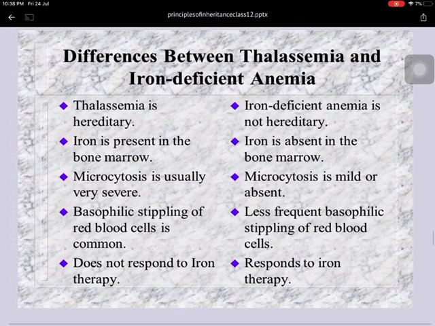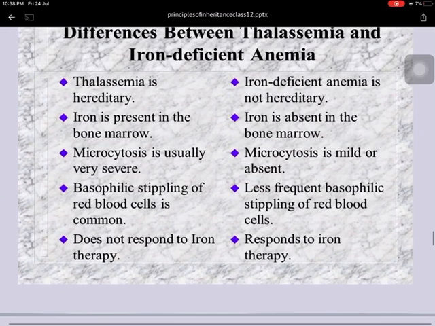What are the differences between thalassemia and iron deficiency anemia? This is an important question, so all of you note down all these points. The main one: thalassemia is hereditary. Iron deficiency anemia is not hereditary. Iron is present in the bone marrow in thalassemia, absent in the bone marrow in iron deficiency anemia. Microcytosis is very severe in case of thalassemia. Microcytosis is mild or absent in iron deficiency anemia.